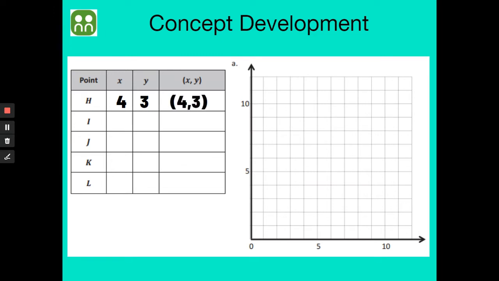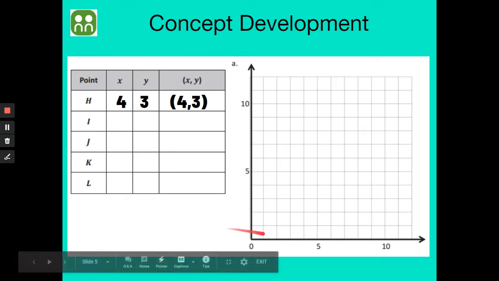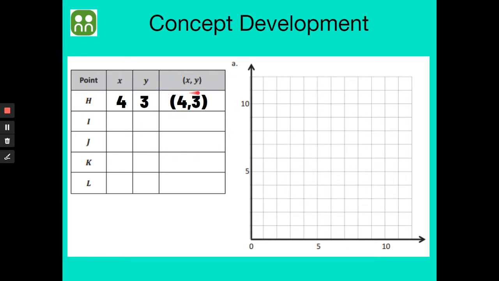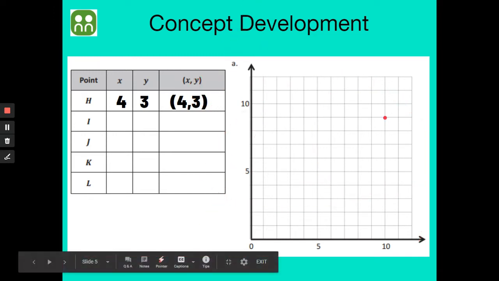Now, someone asked me in the comments a couple videos ago if the order matters, and it does matter because the way that we identify things on the coordinate plane, it always goes the x-axis first and then the y-axis. So if you switch that, if you would put 3 in the x spot and 4 in the y spot, it would create a completely different point.